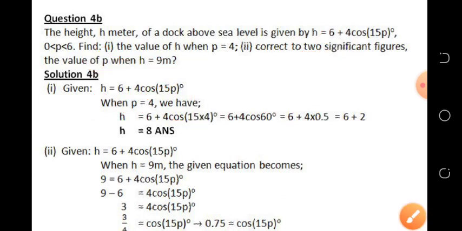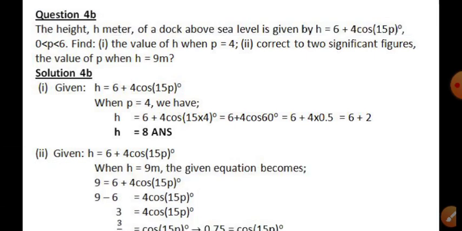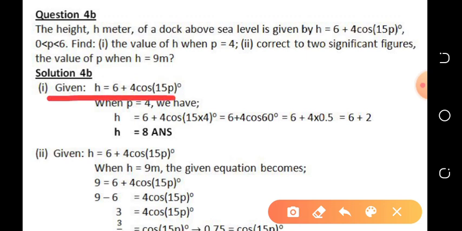Now you're asked to find (i) the value of h when p is equal to 4, and (ii) correct to two significant figures, the value of p when h is equal to 9 meters. This is an extract from year 2015 past WAEC question in mathematics. So let's solve the first one, solution 4b, the (i) part. We are given this expression, h is equal to 6 plus 4 cos 15p. Now we are asked to find h when p is 4. p is given here as 4.